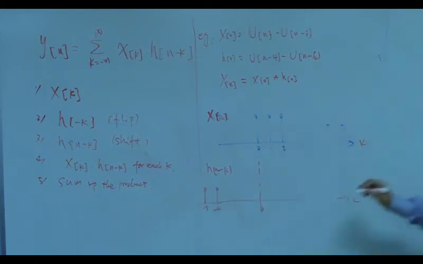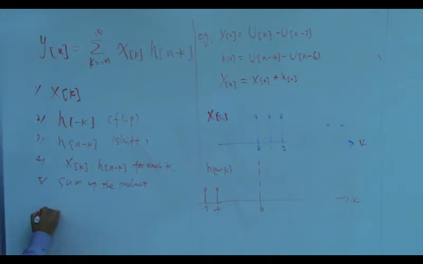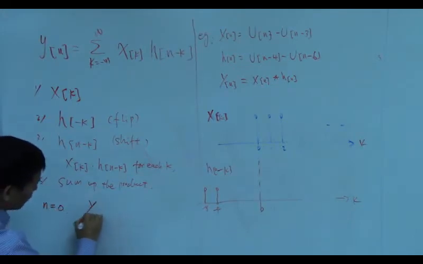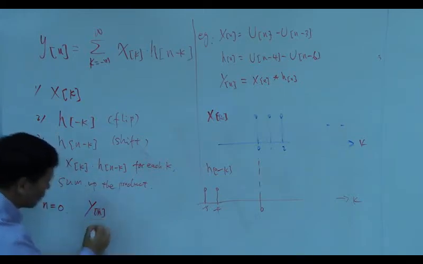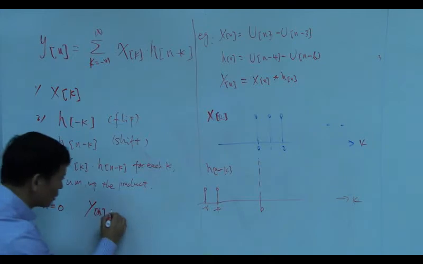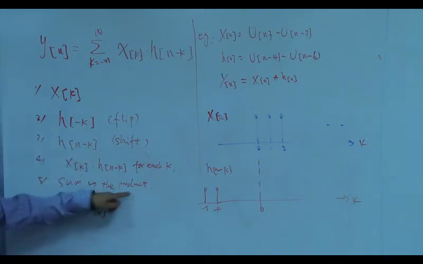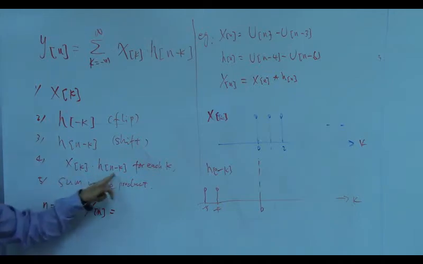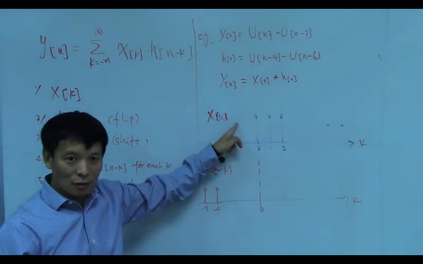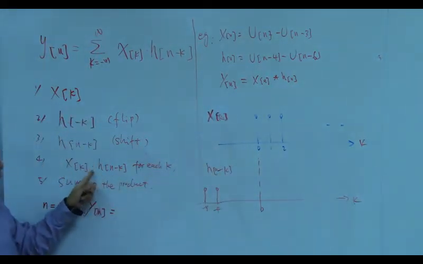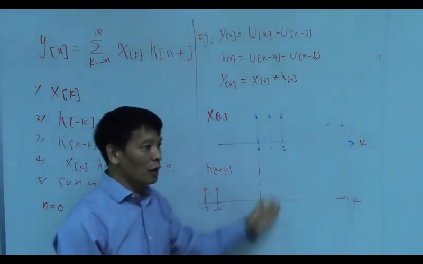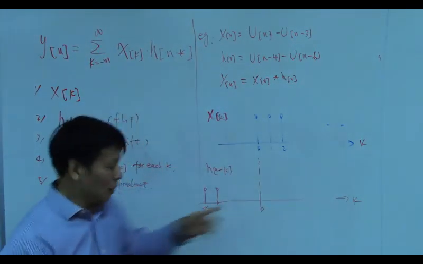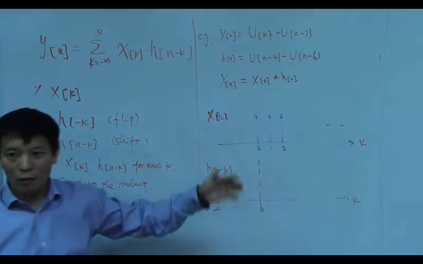Now I will calculate the output. So output when n equals 0, y[n], I can write y[0], or you can just write y[n]. Same thing. When n equals 0, we need to calculate the output, which is to sum up all the products of this and this, for each k. For all k, you multiply correspondingly, then you sum up all these products.